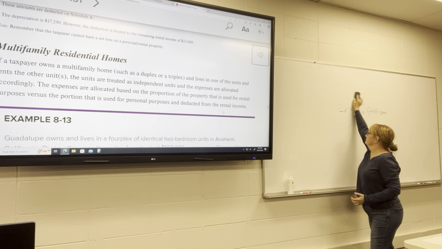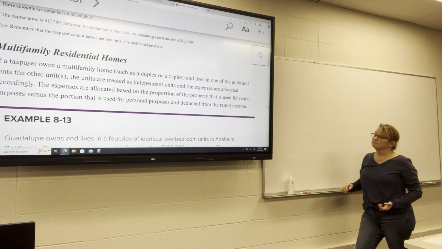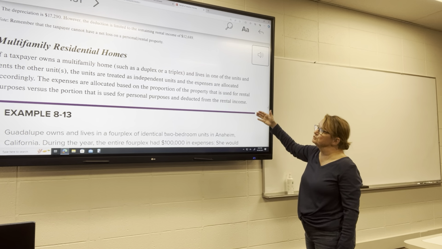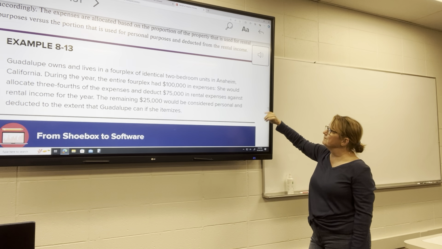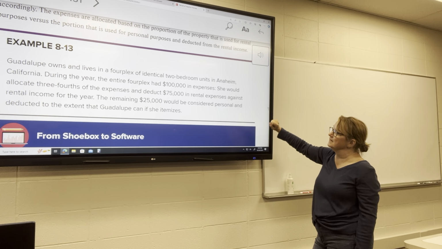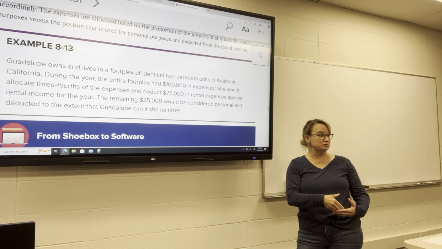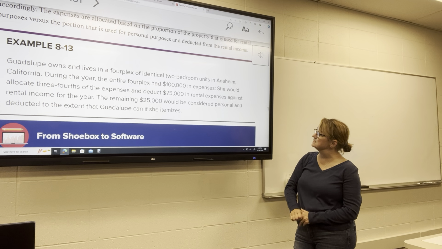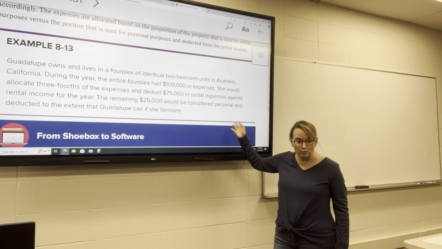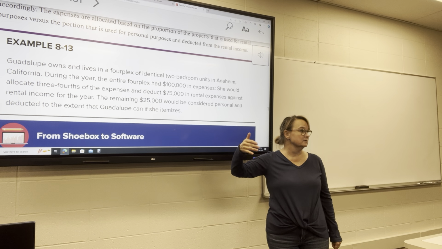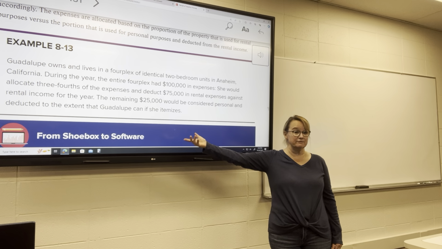but you've got to allocate it based on kind of like our home office use, right? We've got to figure out how much is being used for rental purposes versus how much is being used for personal purposes. Multifamily residential homes is what we're talking about here. So here we've got Guadalupe, who owns and lives in a fourplex of identical 2-bedroom units in Anaheim. The entire fourplex had $100,000 of expenses. She allocates 3/4 of the expenses to the Schedule E, deducts 75,000 of those in rental expenses. The remaining 25,000 would be considered personal, and the only parts that would be deductible to her would be like the mortgage interest, if it's her personal residence, and the property taxes. But again, she'd only get to deduct 25% of it on her Schedule A.